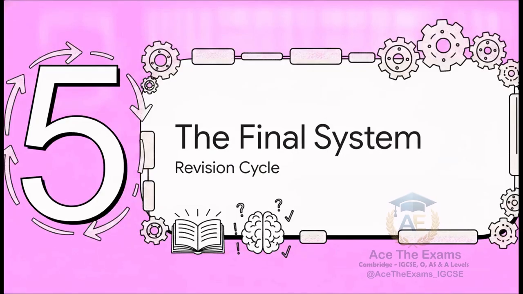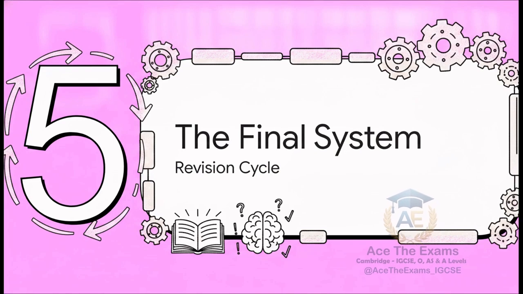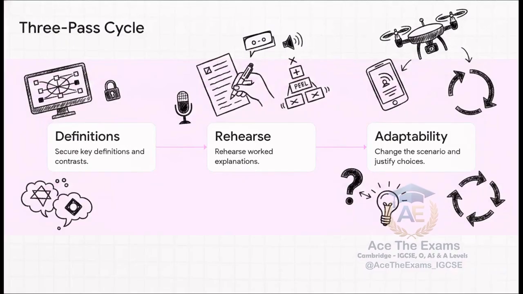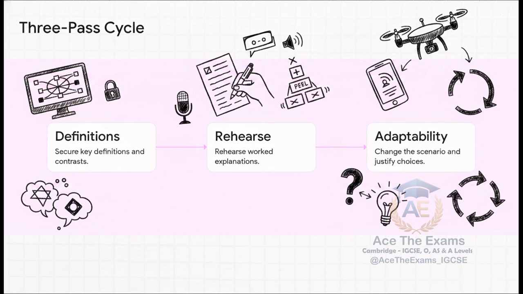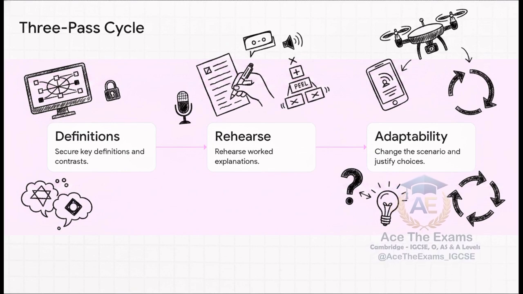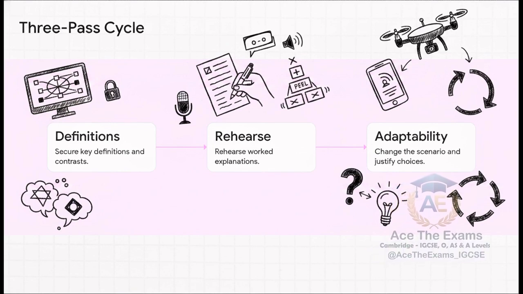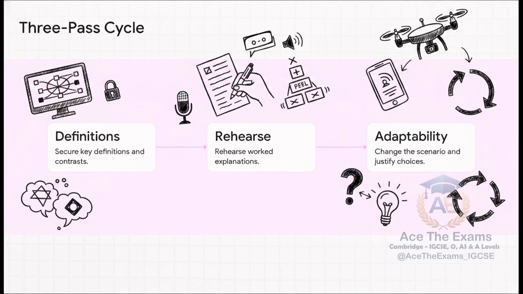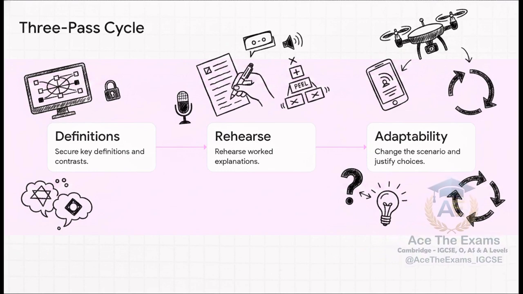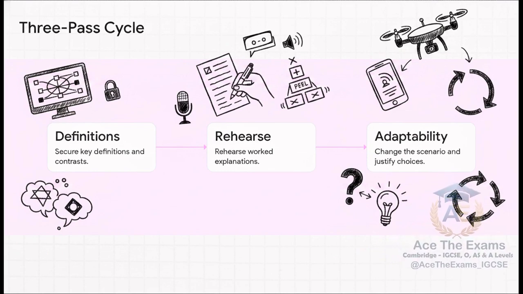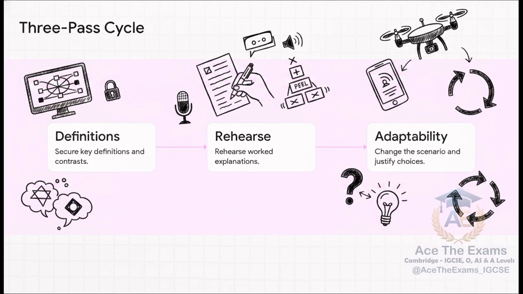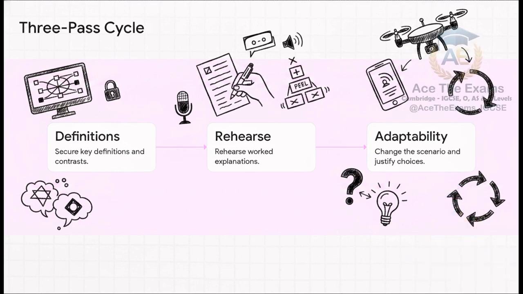Section 5, the final system. Let's build your ultimate revision cycle. To ensure you walk away from this explainer with a permanent, foolproof blueprint for success, you need to adopt this 3-pass revision cycle. Do not skip these steps. Pass 1, secure your definitions. This is the foundation. This is where you make absolutely sure you know the fundamental difference between a MAC address and an IP address, or between memory and storage. If the foundation is weak, the whole house collapses.